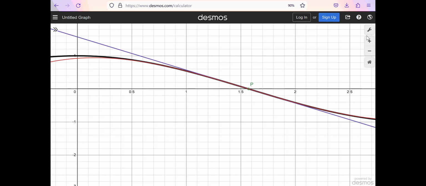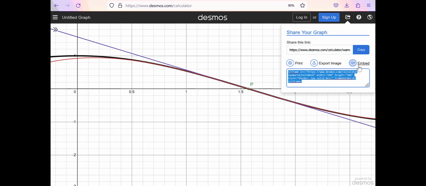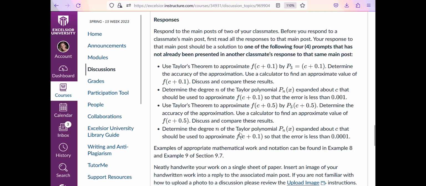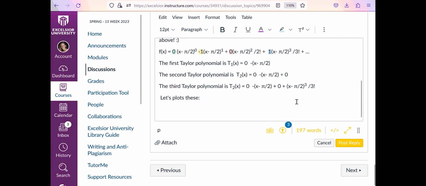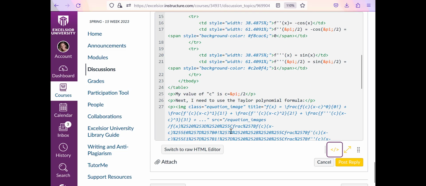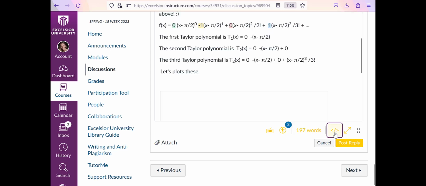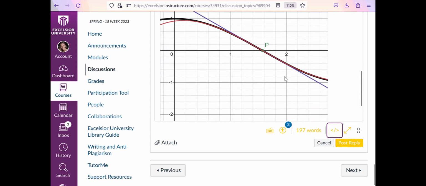And then you can go in here and you can share your graph. You could either choose to embed it, which is kind of nice. I'll copy paste this. I'll go back over here. And in Canvas, you can click on the HTML and just paste. And then the graph shows up right there.